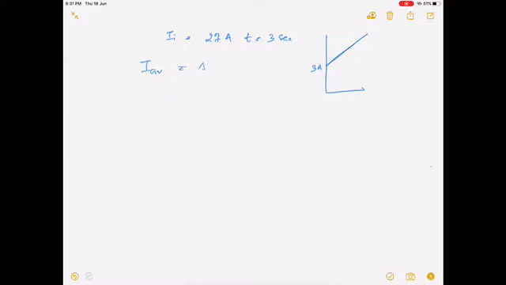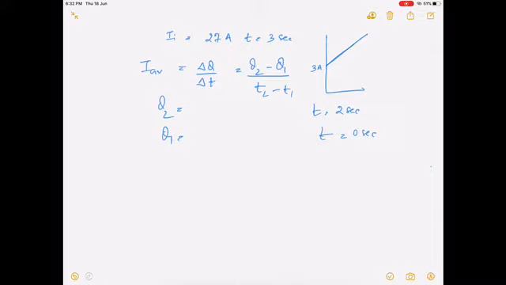Now we will come across how to find the average value of current. As we have seen, the formula is del q upon del t, that is q2 minus q1 upon t2 minus t1. Now children, what is q2? q2 is the charge when time is 2 seconds, and q1 is the charge when time is 0 seconds, because in our problem we have to find the average current for the interval between 0 to 2 seconds. For that we need to find the charge at 0 seconds and the charge at 2 seconds.